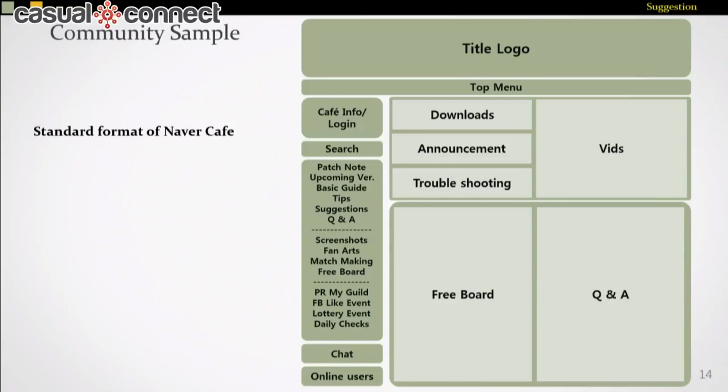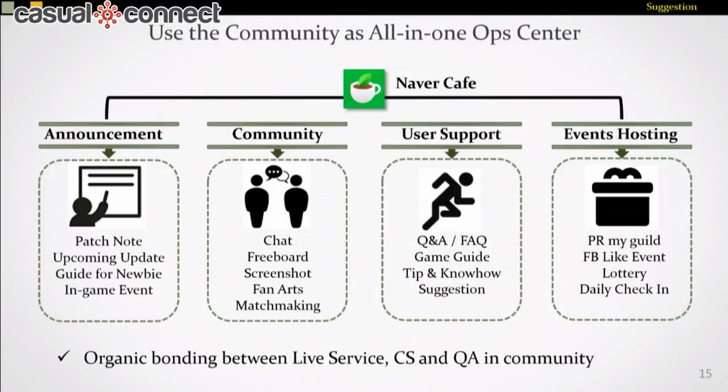Never try to make users sign up to your website and use your forum. You are annoying the users. So please use the Naver Cafe again. So this is a little summary about the Cafe system.